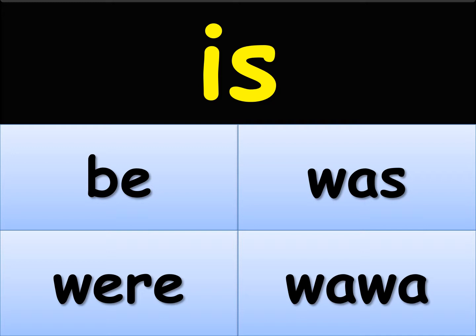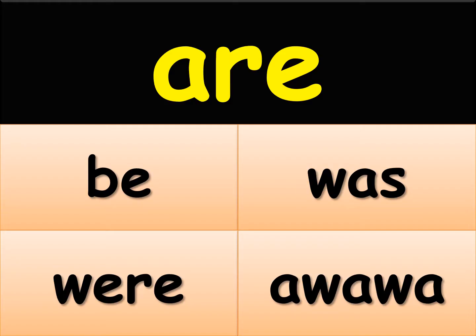Okay, here comes number 2. Number 2. What is the past tense form of the verb are? Be, was, were, or awawa? Go ahead and write down your answer on your paper.